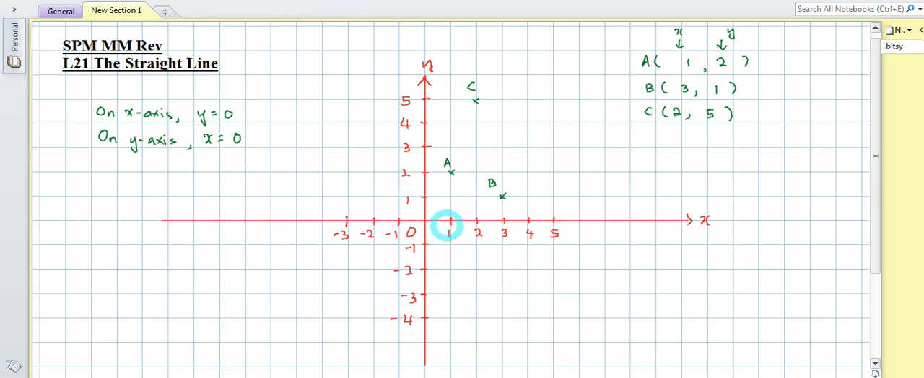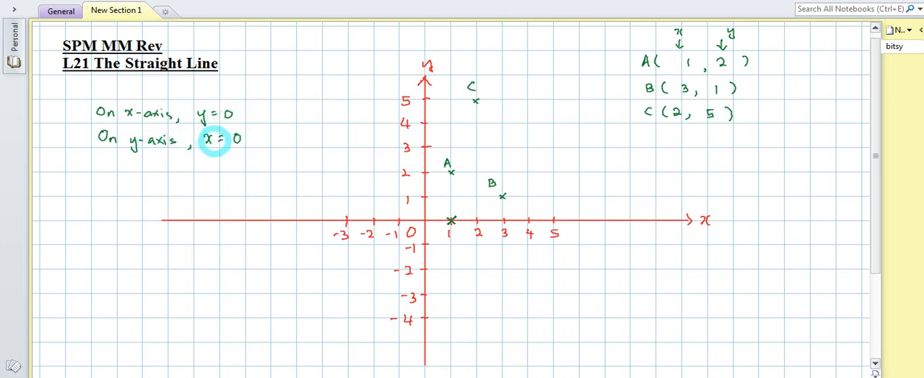Okay, let's say you have a point here. What is the coordinate of this point? On x-axis, y is always equal to 0. So the coordinate here will be 1, 0. Here, 2, 0. Here, 3, 0. 4, 0. 5, 0. Negative 1, 0. Negative 2, 0. Negative 3, 0. So you notice that the y part of the coordinate always equals 0. That's why we say on x-axis, y is equal to 0.